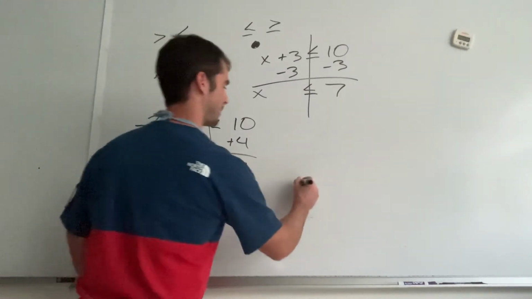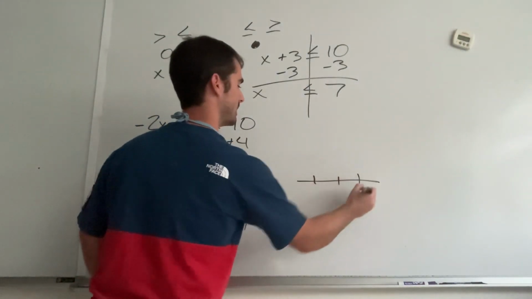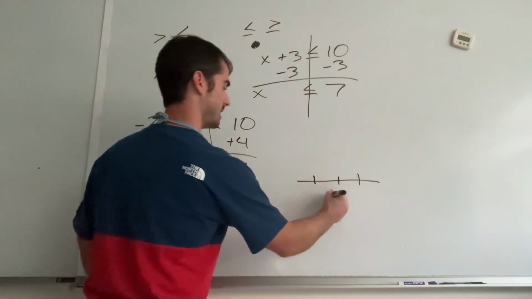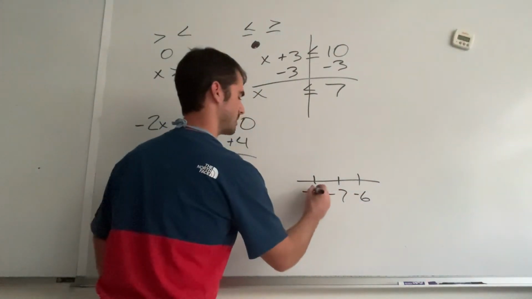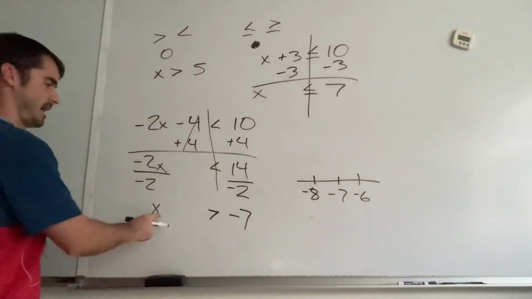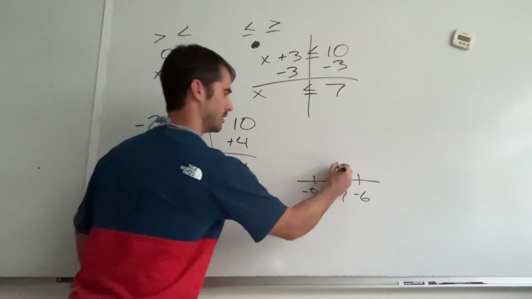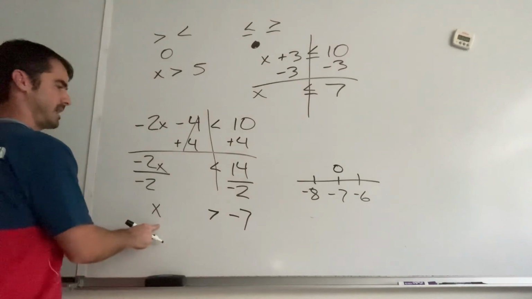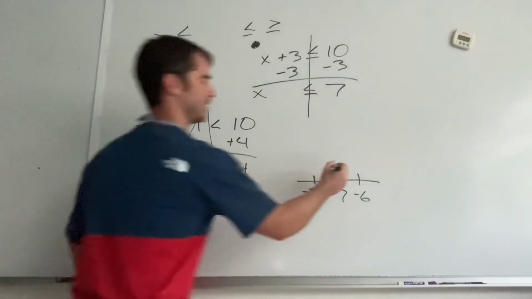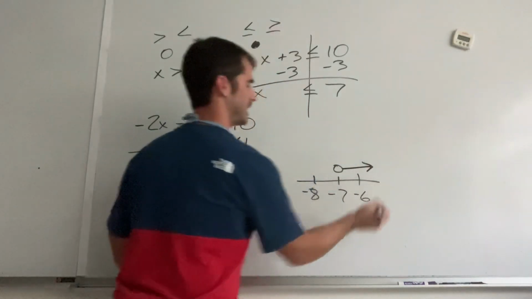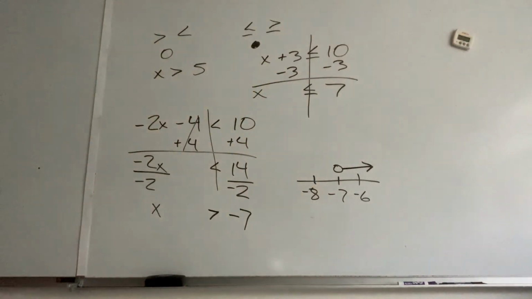So if I'm going to graph this one on my number line, okay, I need negative 7. I'm going to put the number that's smaller and greater next to it. Okay, so it's open at negative 7, and x is bigger. Bigger numbers are always to the right. So bigger number to the right, that's what works.